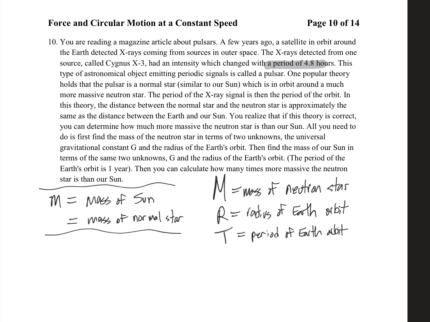So this pulsar is a normal star. This is a theory, so we're kind of testing this theory. The period of that signal is the period of the orbit. The distance between the normal star and the neutron star is about the same as it is between Earth and Sun, so this is why we're making these notes here.